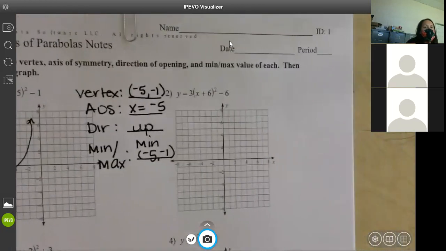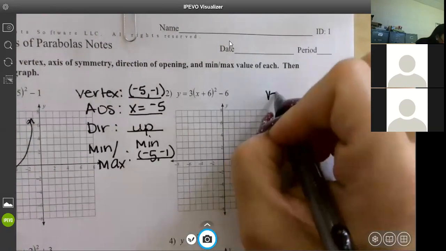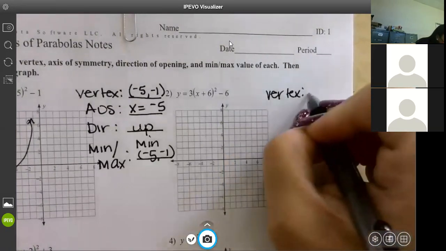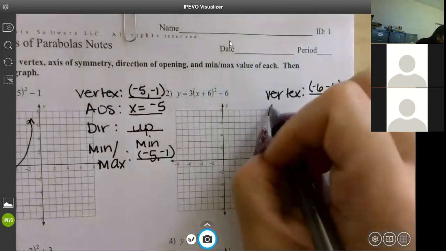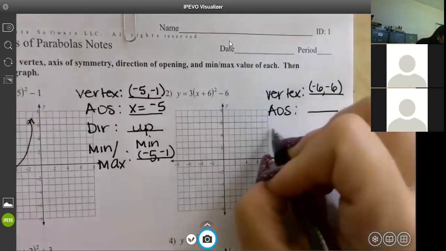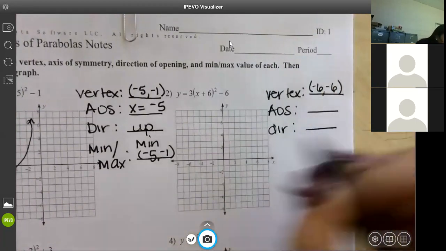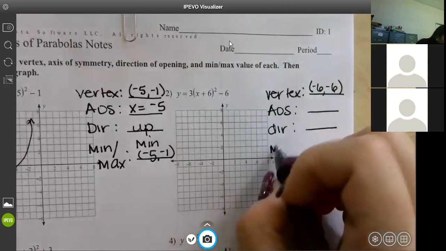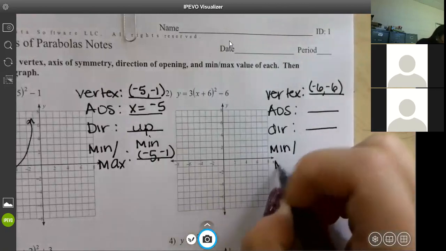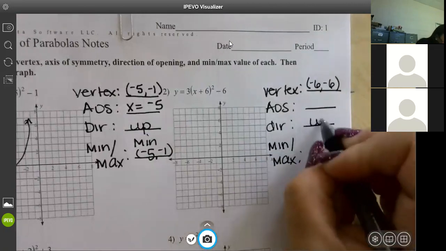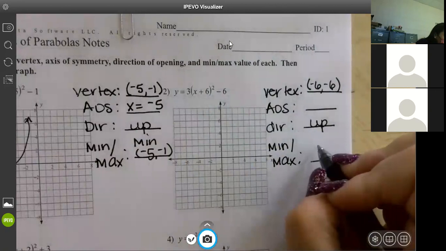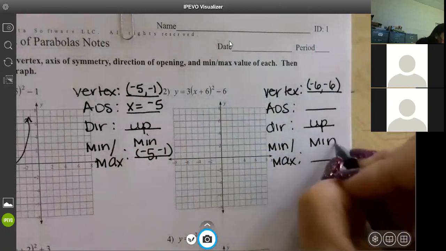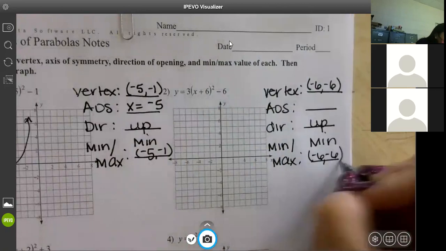All right, the next one is also in vertex form. We don't have to do any work. It is y equals, so what is your vertex? -6, -6. What is your direction? Good. Why is it up? Yep, it's a +3 in front. Does that make it a max or a min? A min because it opens up, it's a minimum, and it's a minimum at -6, -6.